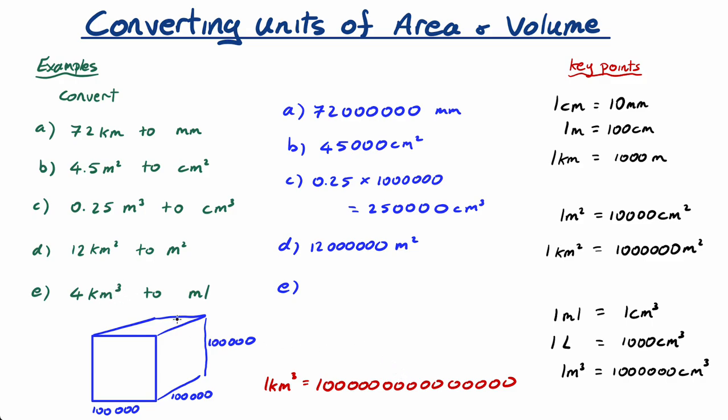So 4 kilometers cubed would be 4 million billion. That would be 4 with 15 zeros, milliliters. Because remember, a centimeter cubed is a milliliter. So that's a crazy big number. Okay, that's it, guys. That is converting units of area and volume.